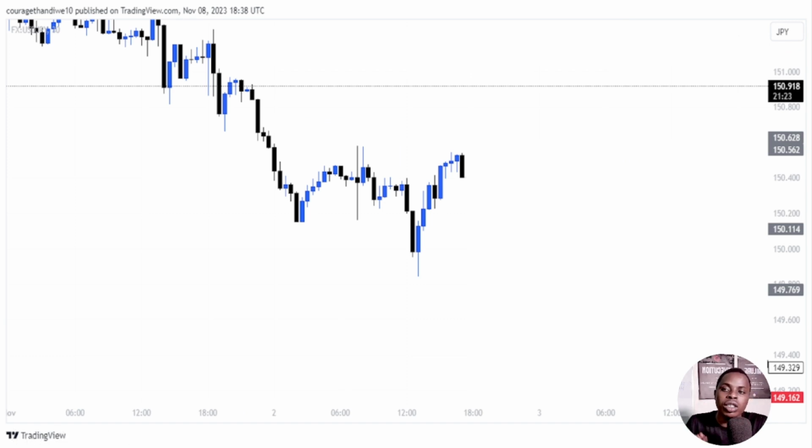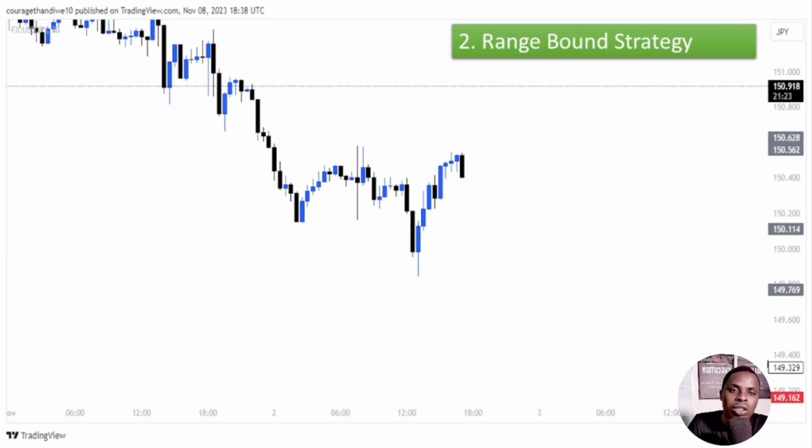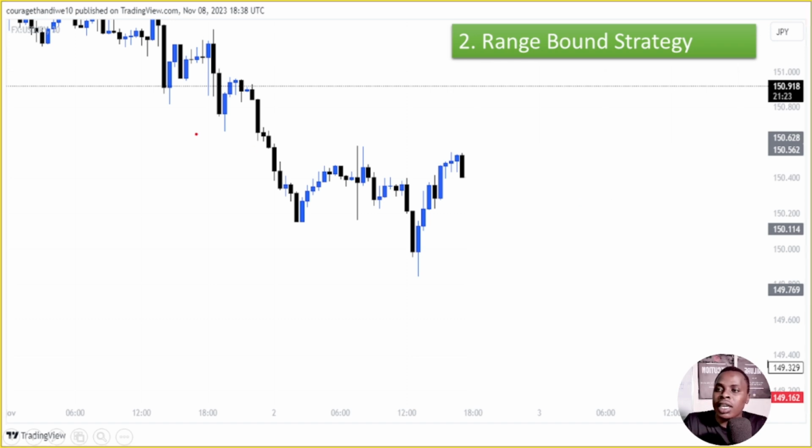Now let's move on to strategy number 2. Strategy number 2 is the range bound strategy. This range bound strategy is where you want to make use of these deep pullbacks that I'm talking about. So if the market is moving to the downside, we can see an impulsive move, then a pullback. It can also be to the upside, but it will be opposite. And then it pulls to the downside.